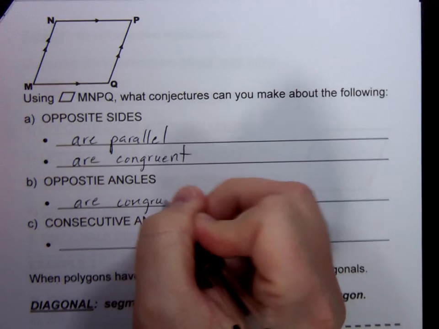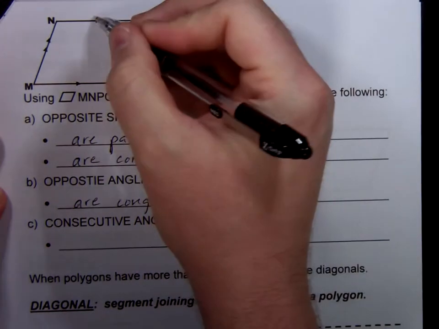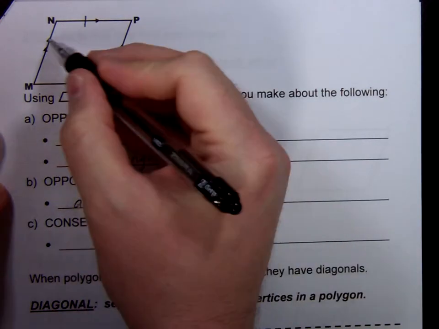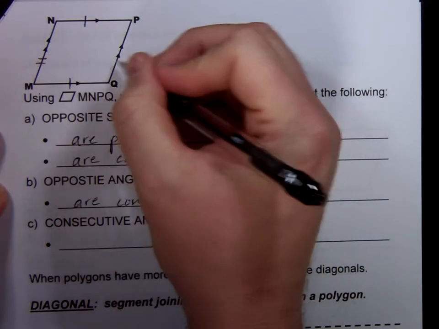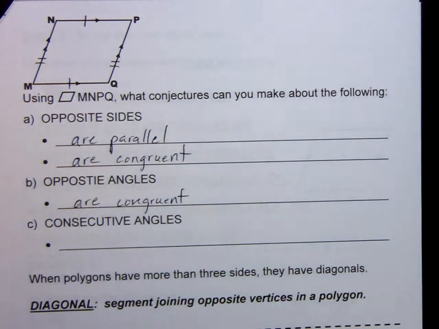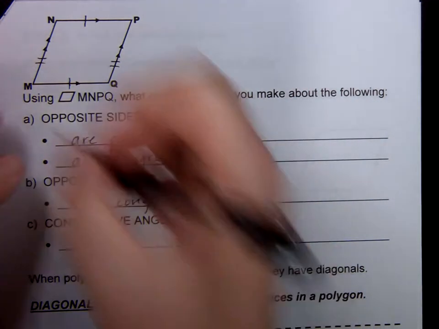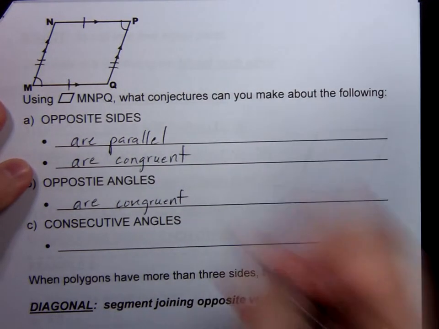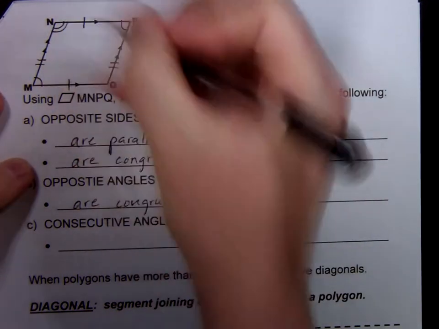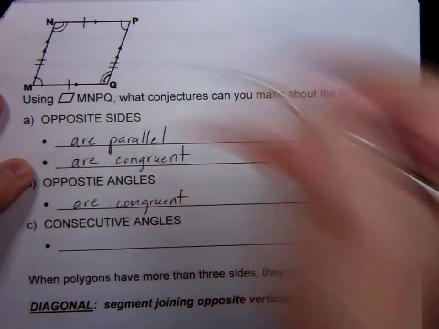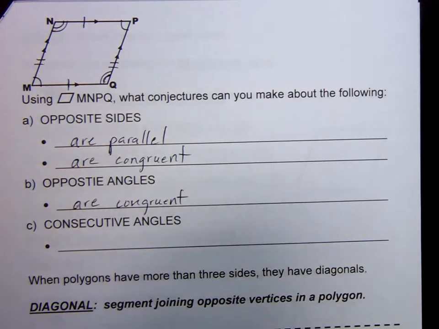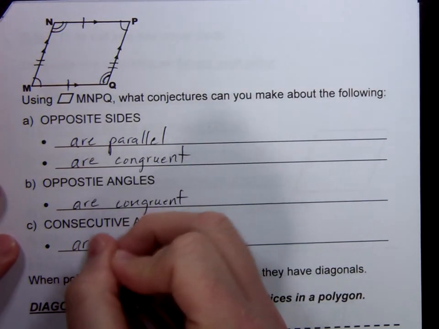Let me start marking this stuff in the picture here. Not only are these parallel with the arrows, but I'm going to mark them congruent as well. Not only are these parallel, but they're congruent. Mark those congruent. And then opposite angles we said are congruent. So angle M and angle P are congruent. And angle N and angle Q are congruent. Opposite angles are congruent. And then one that would be hard to mark in the picture, but consecutive angles are supplementary.